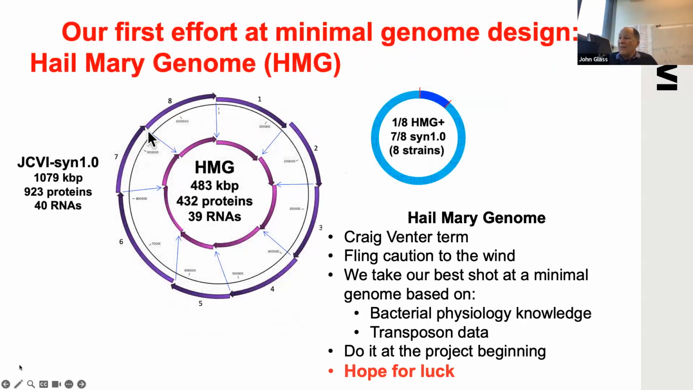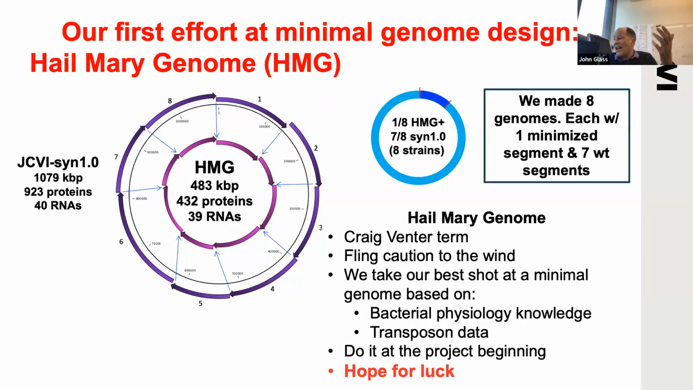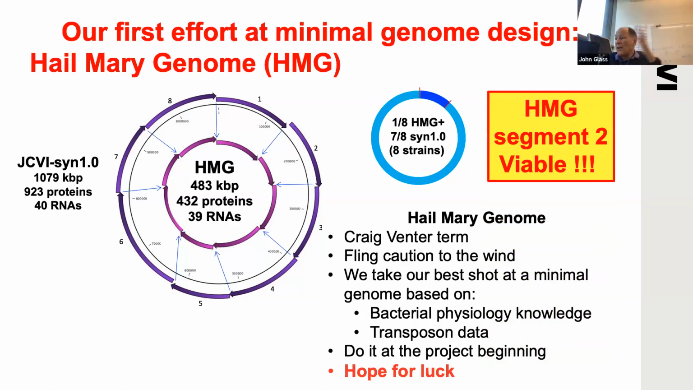You can see that if this is the wild type genome, the Hail Mary genome is about half the size of the wild type genome, and it makes 432 proteins as opposed to 923, and it drops off a couple of RNAs. And the way we built this is in 8 segments. And we first built it as 1/8 minimized and 7/8 full size. And we booted those up, we transplanted them, and to our enormous delight, one of them worked, only one. But that told us that this approach would work.